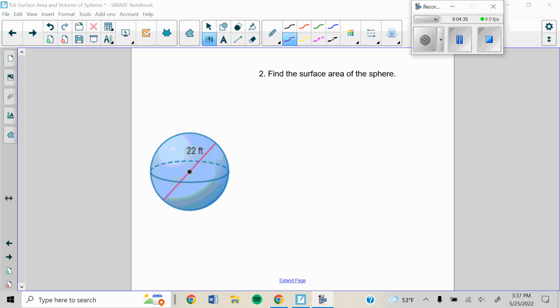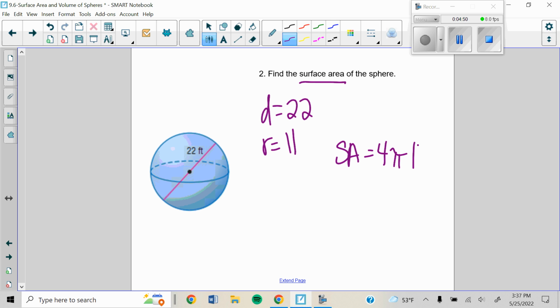So here we have this red line. It's running all the way across. So that makes this a diameter of 22. So that makes my radius equal to 11. So when I just plug it in, it just asks us for surface area. So 4 times my radius squared.